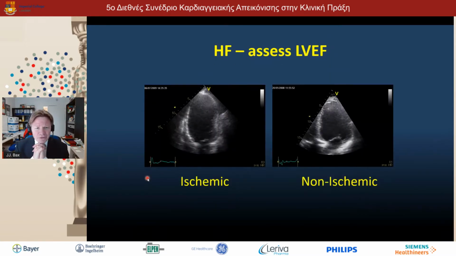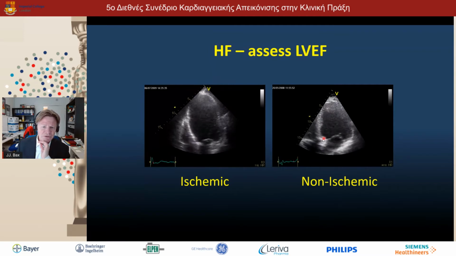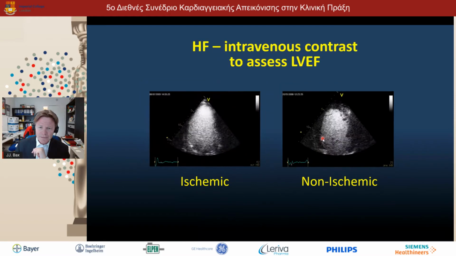If we talk about heart failure with reduced ejection fraction, it's so simple. We just measure the ejection fraction, and you see here two examples. One ischemic cardiomyopathy, one non-ischemic cardiomyopathy, and this is all we need to know, just the ejection fraction. If we don't see it very well, we just give some contrast. I'm sure you spoke about that today also in your Congress. We use it a lot. We use it in almost every patient to see the endocardial border contours. And with that, we can even more easily quantify the ejection fraction.